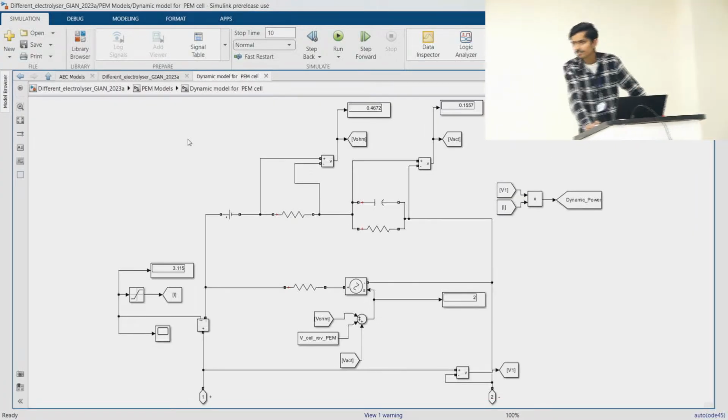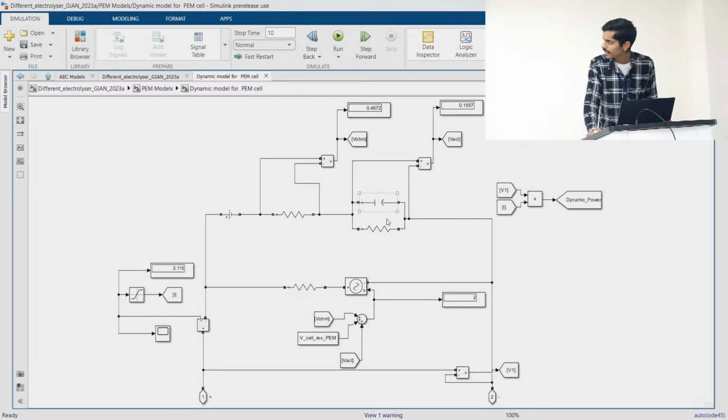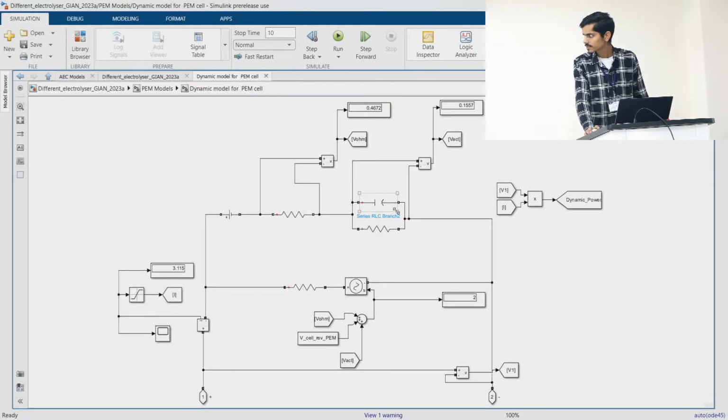So next one is the first dynamic model for the proton exchange membrane electrolyzer. In the previous case, we didn't have this Warburg impedance. In this first dynamic model, we account for the concentration and activation losses with this much. In the previous case we didn't have this term; in the first dynamic model, we introduced this extra term. Basically, this term accounts for the activation losses.